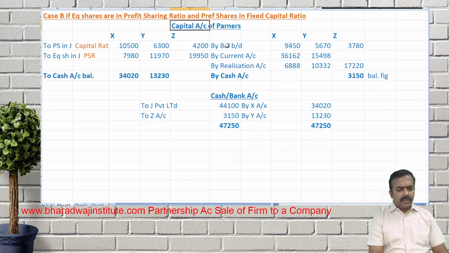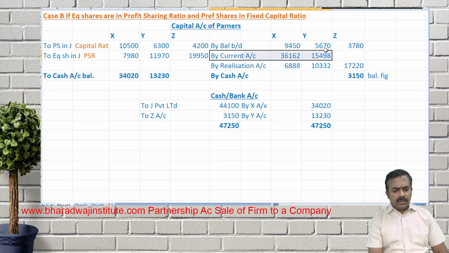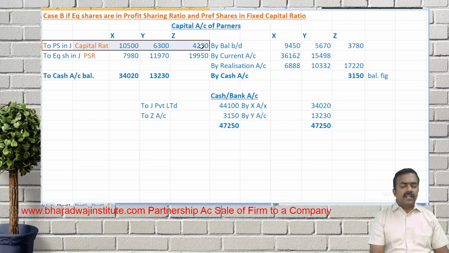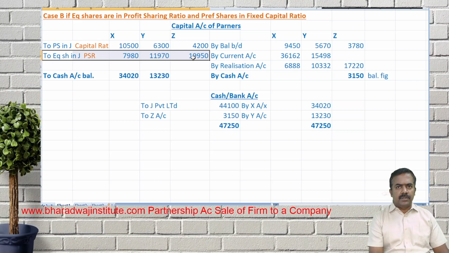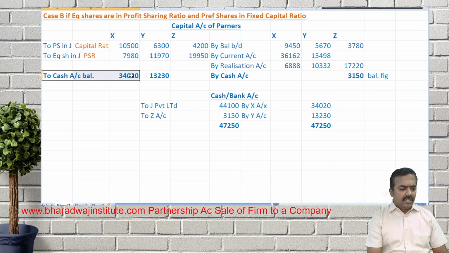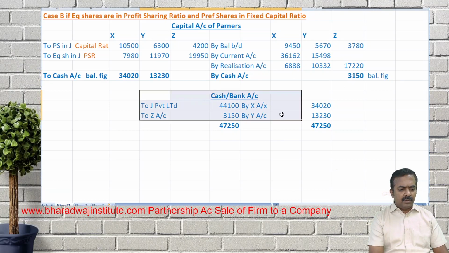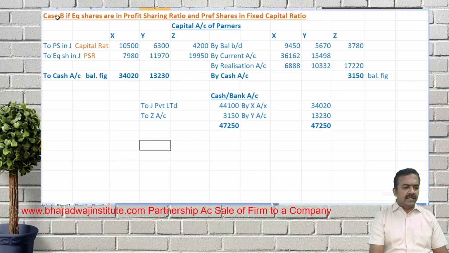Take up this. Opening balance same. Current account is same. Realization profits are same. Preference shares are taken in which ratio? Capital ratio. Equity shares are taken in which ratio? Profit sharing ratio. The balancing figure settlement will change. The amount settled and amount realized will be the same. Anyhow, overall your cash account will tally. This is for case B.